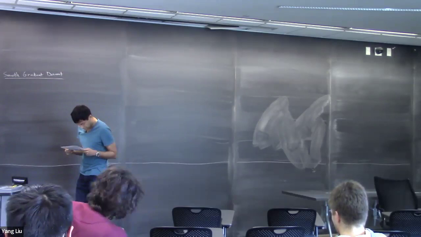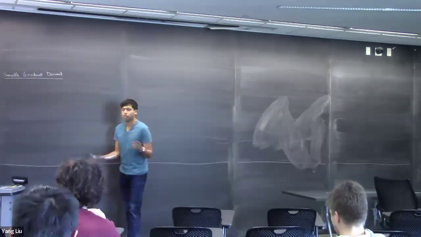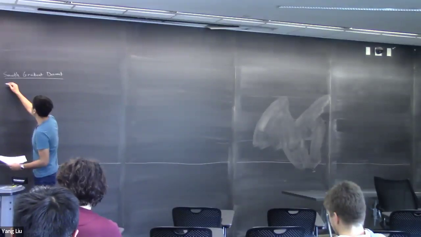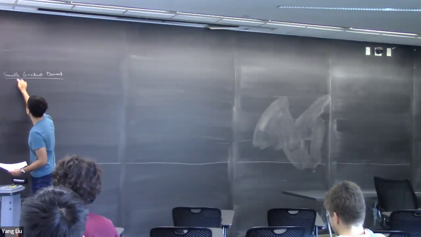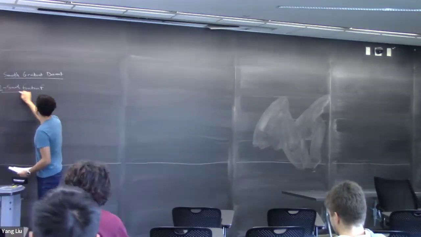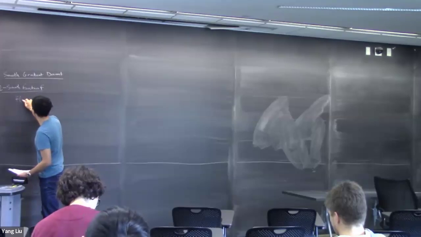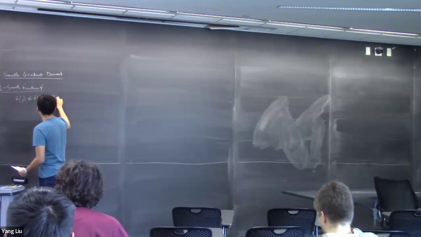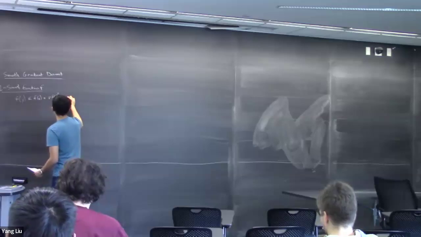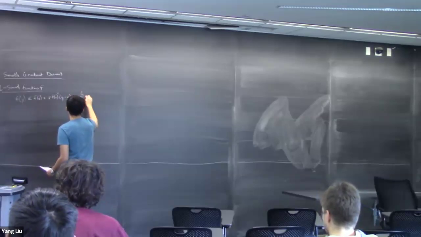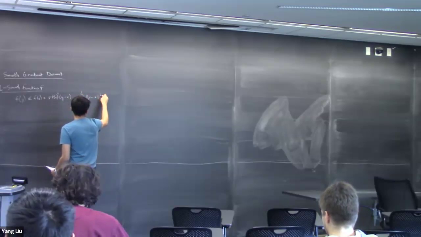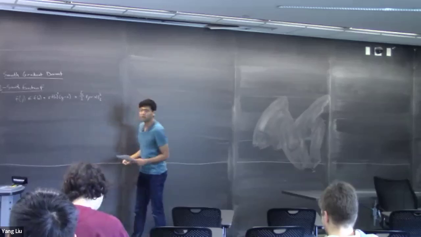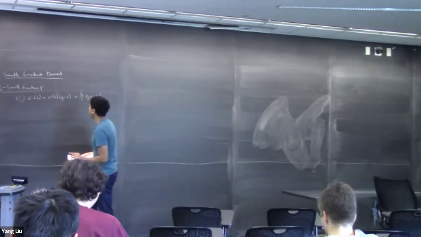So let's start by recalling what the definition of a smooth function was from last time. So a smooth function is a function f. Well, the only property we're going to use of an L smooth function today is that it satisfies the following inequality. f of y is at most f of x plus the gradient of f at x times y minus x plus L over 2 times the L2 norm of y minus x, squared. So this is the only property of smooth functions we're going to use, so you don't need to know anything else. Okay?